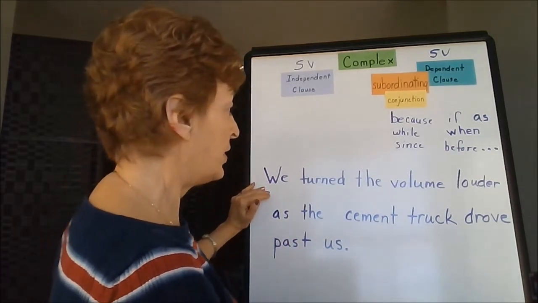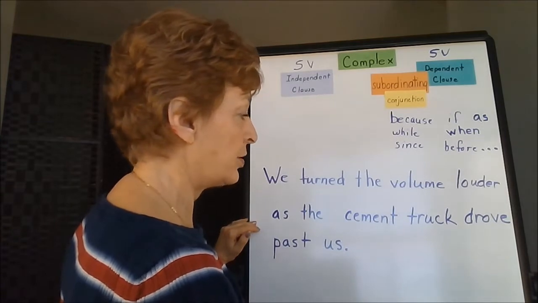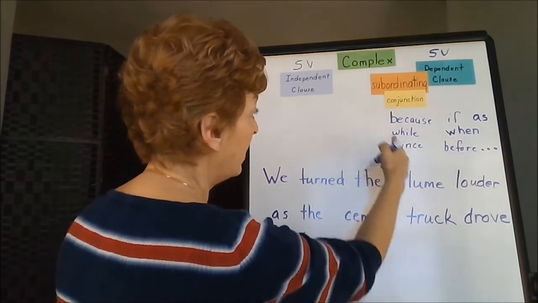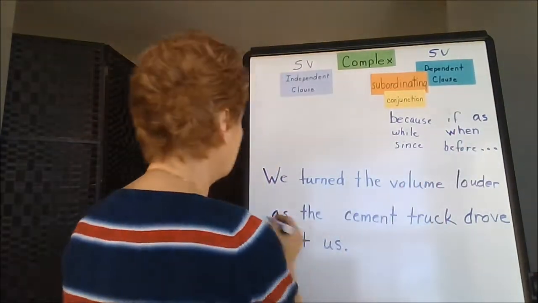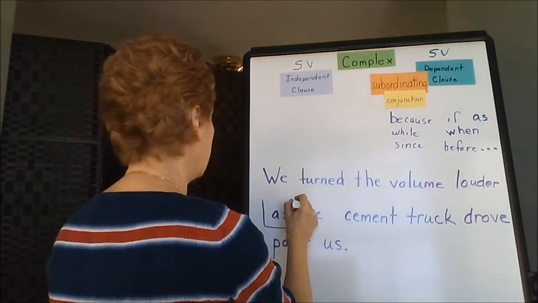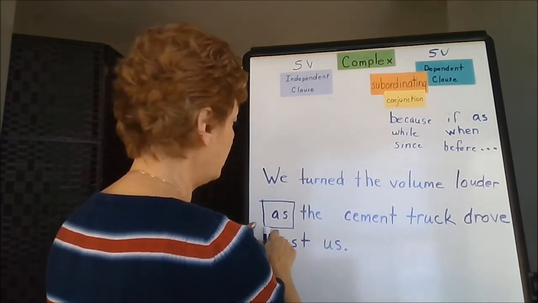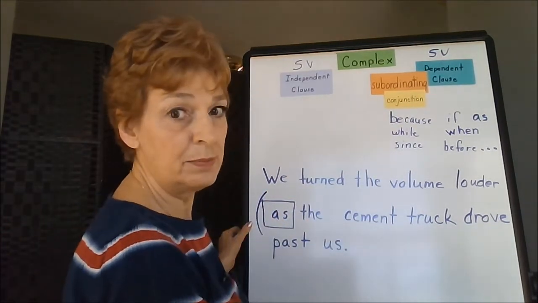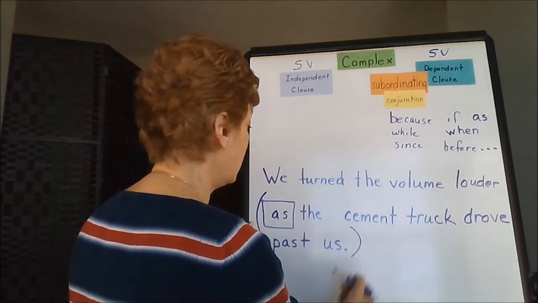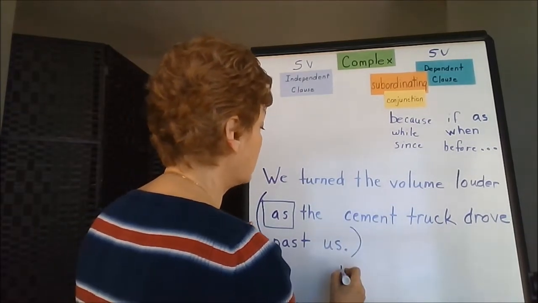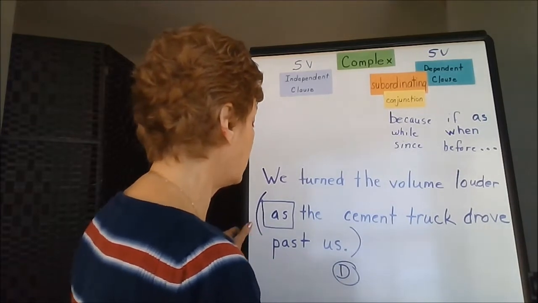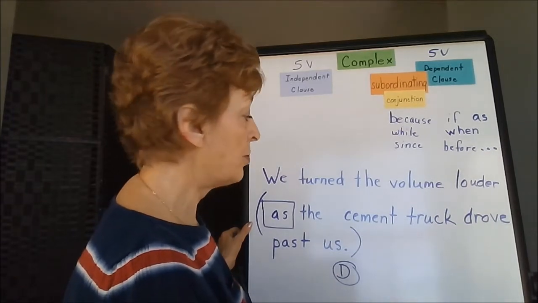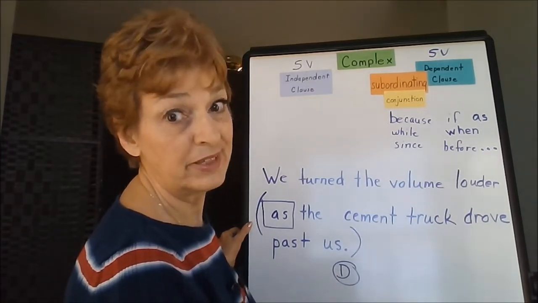Here's an example. We turned the volume louder as the cement truck drove past us. Here we have the "as" as the subordinate conjunction. As soon as you find the subordinating conjunction, you have found the beginning of the dependent clause. So this chunk to the end of the sentence is the dependent clause. It has a subject and verb in it, but it doesn't make sense by itself. As the cement truck drove past us, yeah, what?